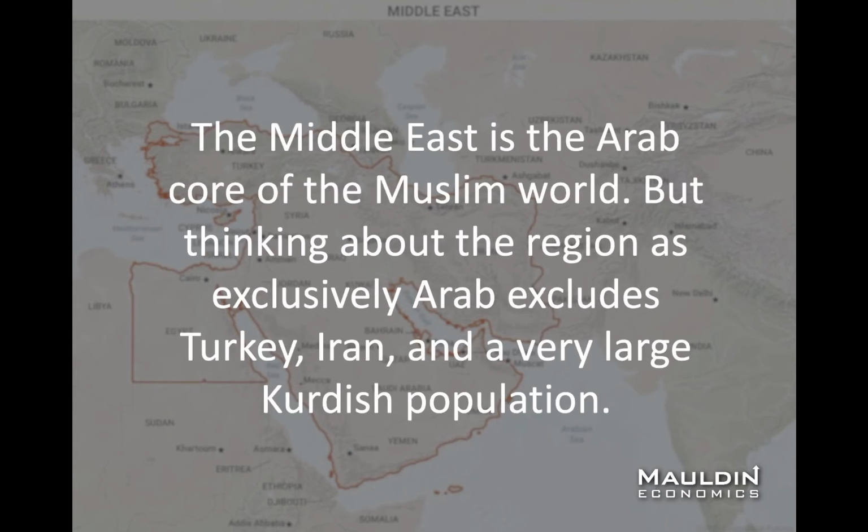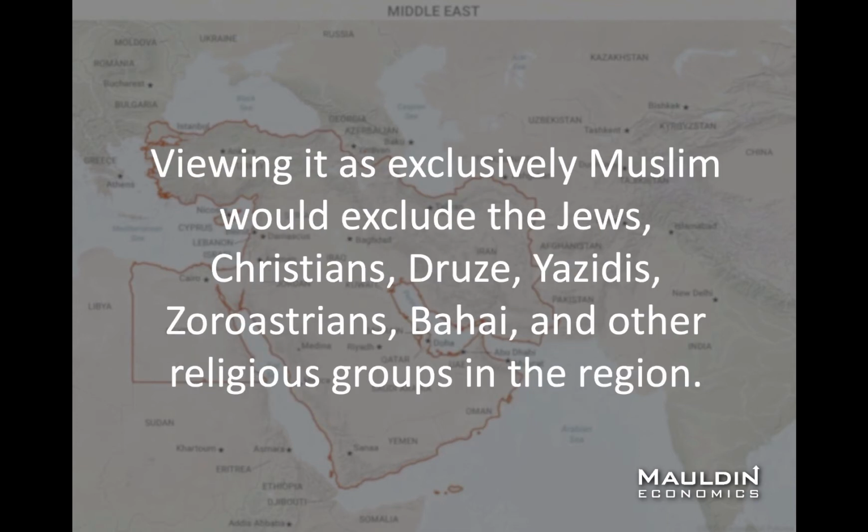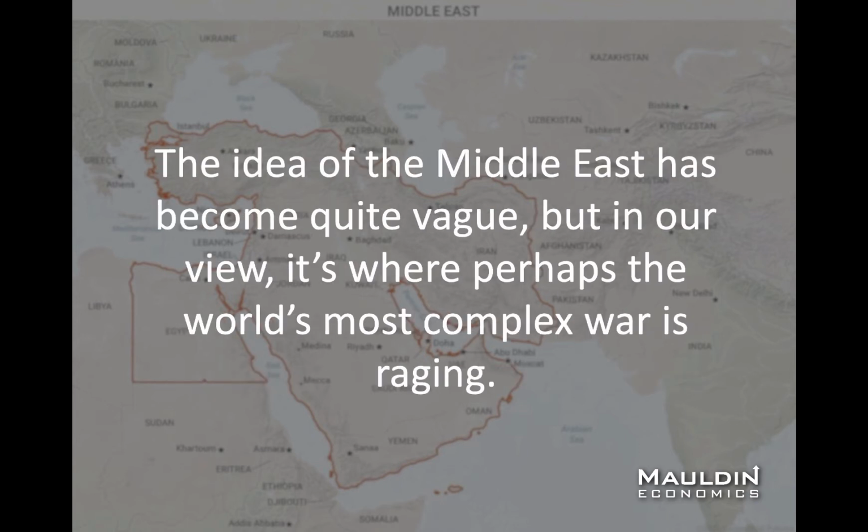So the Middle East is the Arab core of the Muslim world, but thinking about the region as exclusively Arab excludes Turkey, Iran, and a very large Kurdish population across several countries: Iraq, Iran, Syria, and Lebanon. If you look at it only as a Muslim area or a Jewish state of Israel, it excludes the Jews, Christians, Yazidis, Zoroastrians, Baha'i, and other religious groups in the region. The idea of the Middle East has become quite vague, but in our view, it's where perhaps the most complex war is raging.